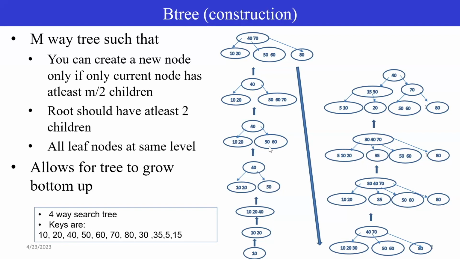Then a 60 comes, which is this. Okay. Now 50 has space, it puts 60 here. Now a 70 comes. It puts 70 here because it has space. Now 80 comes. Now 80 has to come here, but it does not have any space. So basically it has to split this. So what it will do, it will keep 50, 60, put 80, and push the 70 above.